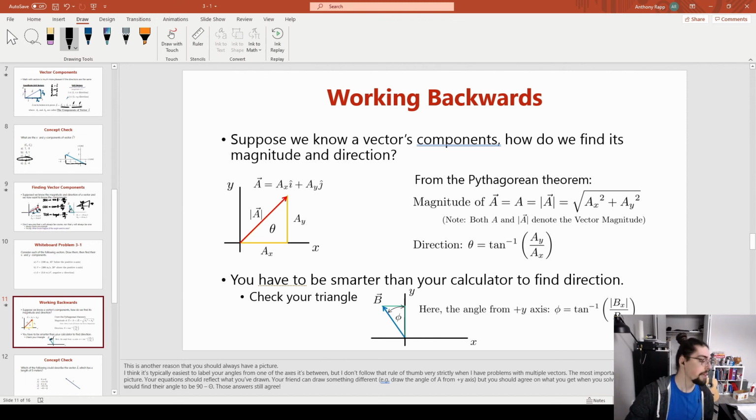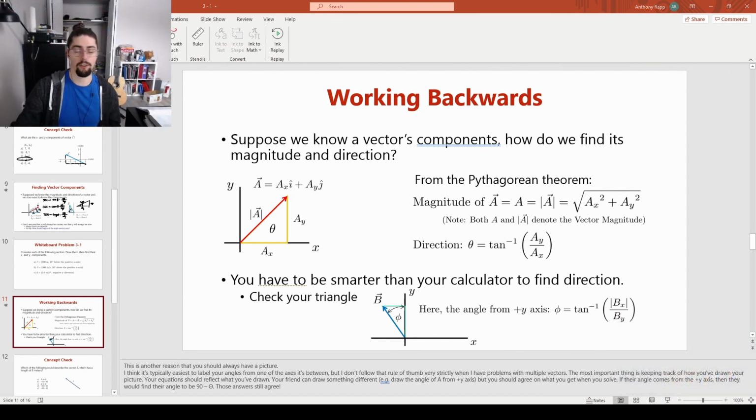And I can move myself, before somebody says it, to right up here so you can read that bottom thing. If you already have the components, then you have the side lengths of the triangle. Finding the hypotenuse is the Pythagorean theorem, right? Nothing crazy on that one. Ax squared plus ay squared, take the square root of that whole thing, you get the magnitude of your vector.